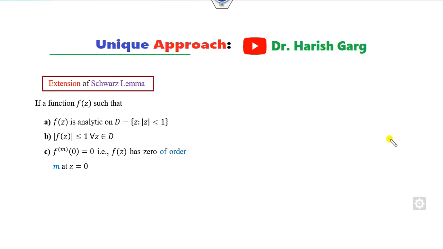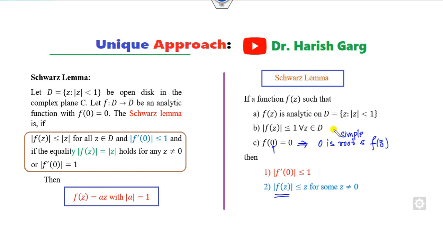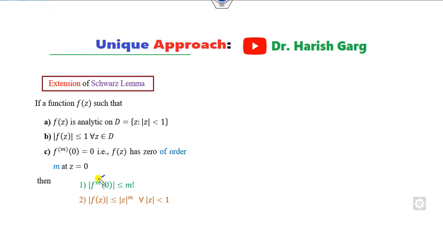What will happen if it has a multiple root? Like if f of 0 is 0 and f dash of 0 is 0, what does it mean? 0 is a double root. So whenever we consider this to be an mth root, then we can extend these two results, where the first derivative extends to the mth derivative. The mth derivative should be less than or equal to m factorial and the absolute value of f of z should be less than or equal to the absolute value of z raised to power m.